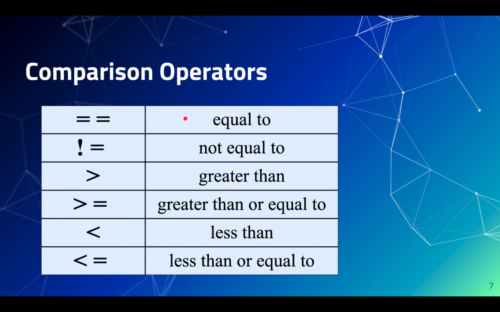These are the 6 comparison operators in Java. The first one we just discussed checks if 2 values are equal. The next checks if 2 values are not equal. In Java, the exclamation point is used to mean not, or like the opposite of, and you'll see this again later. And then we have our greater than or equal to, less than, and less than or equal to.